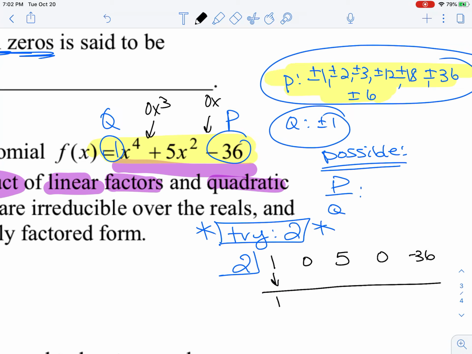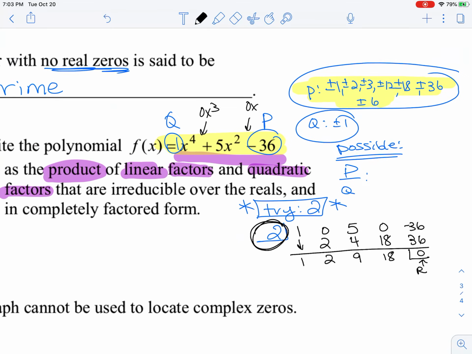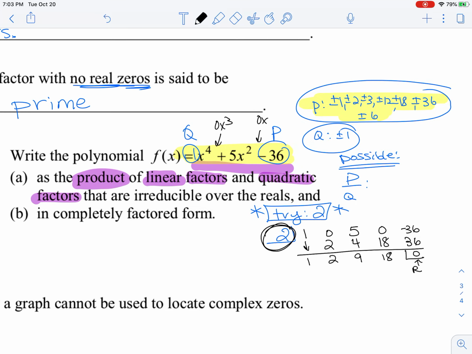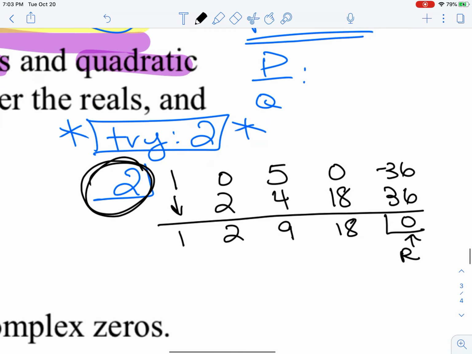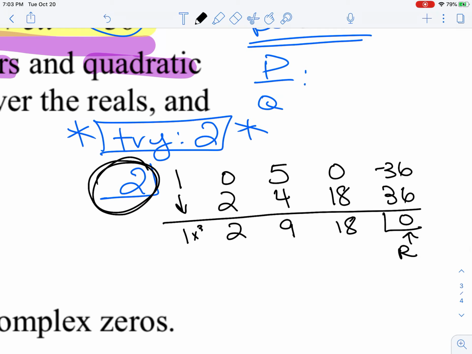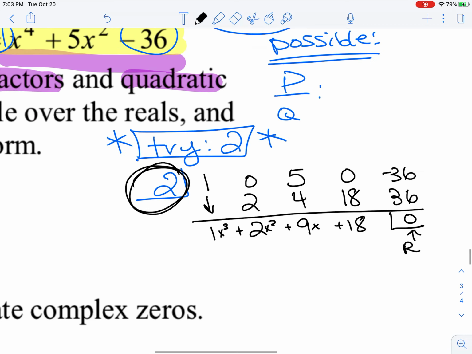We're going to bring down that first term, and we go 2 times 1 is 2, add down. 2 times 2 is 4, add down. 2 times 9 is 18, add down. 2 times 18 is 36, add down. This is our remainder. So this 2 is definitely a root. Now, this gives me what we have left, right? This is 1x cubed plus 2x squared plus 9x plus 18, but that's not a quadratic.